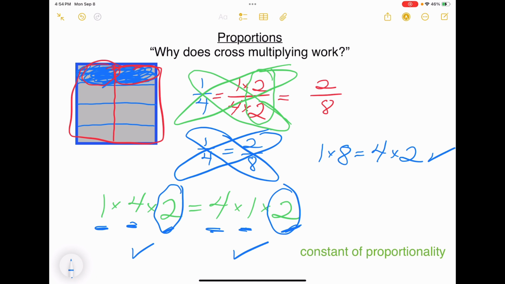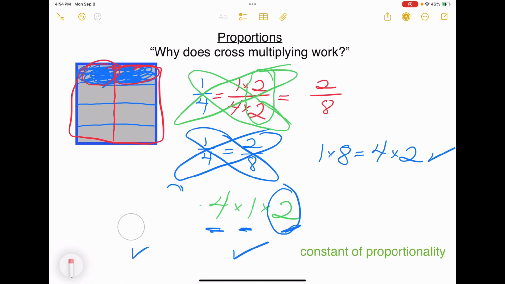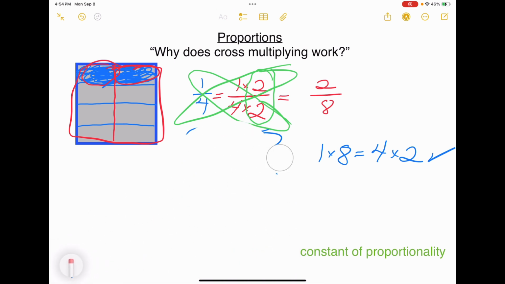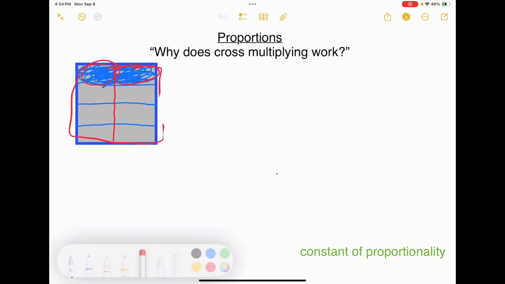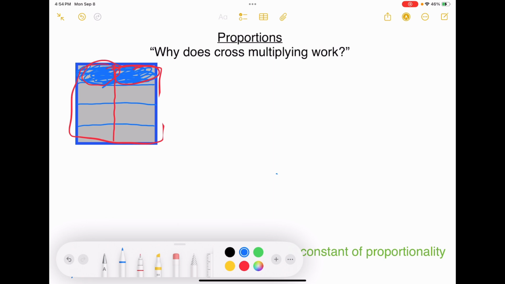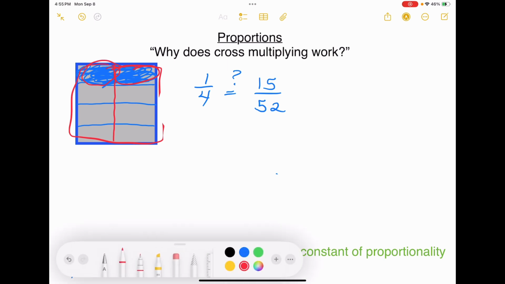So that is why cross multiplying works, and I think it'll be even more clear if we do an example of something where they're not equal. Let's say we get handed the question, does 1/4 equal 15/52? It's too hard to draw, but we could look at it from several different directions.